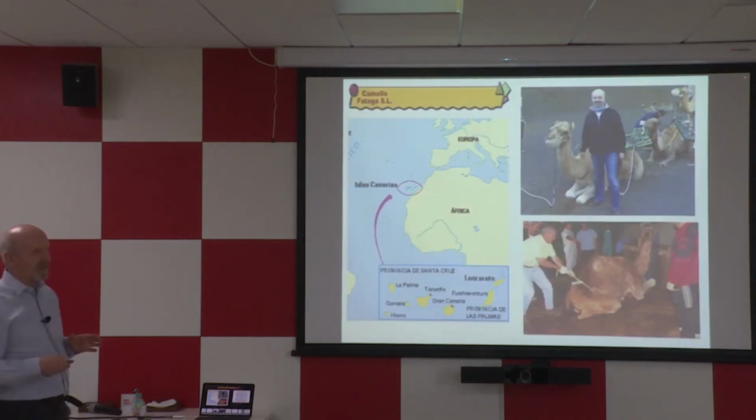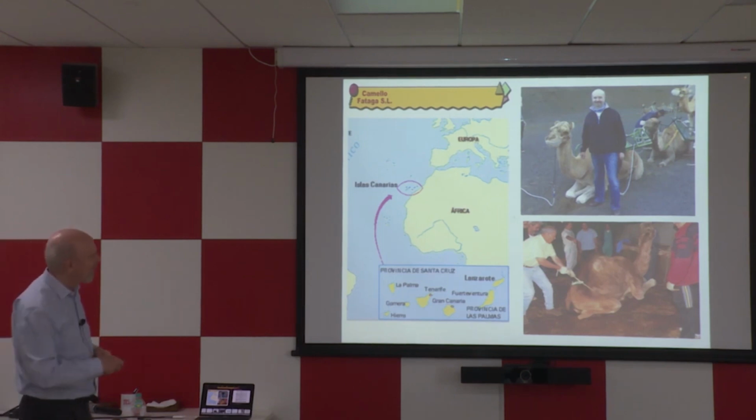The other problem is that you need camels, and where do you find camels? Well, maybe in India you have camels closer, but for us in Spain, that's not so easy.